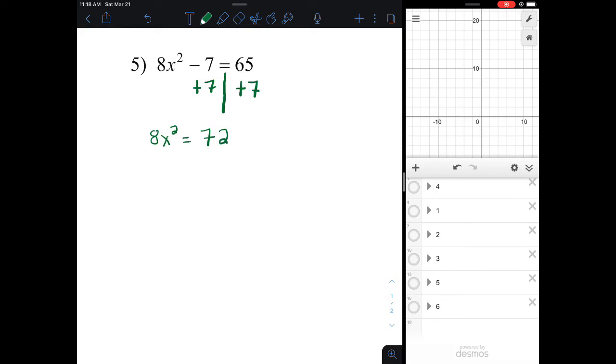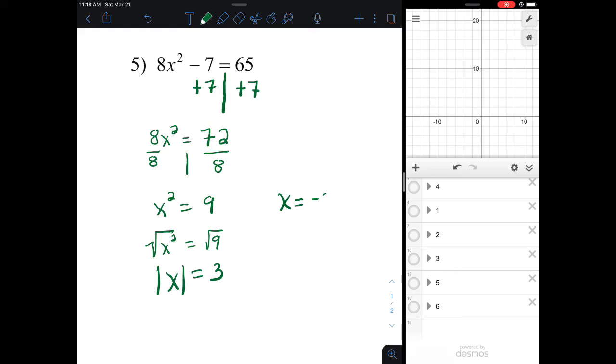Now I would divide by 8 so I can get x squared all by itself. I divide both sides by 8. I have x squared is equal to 9. Now x squared is isolated. Now we can take the square root of both sides. So the square root of x squared would equal the square root of 9. And the square root of 9 is 3. And the square root of x squared is the absolute value of x, which means we have two possible values for x that we could take the absolute value of and make positive 3. X could be -3, or x could be positive 3.